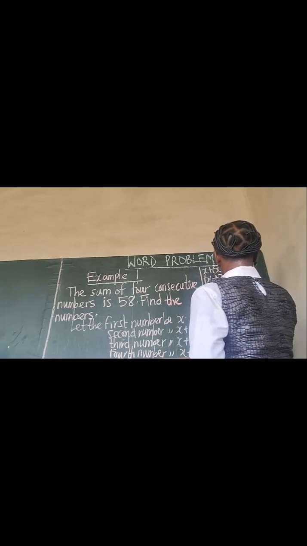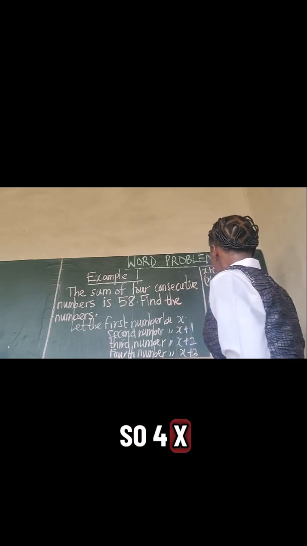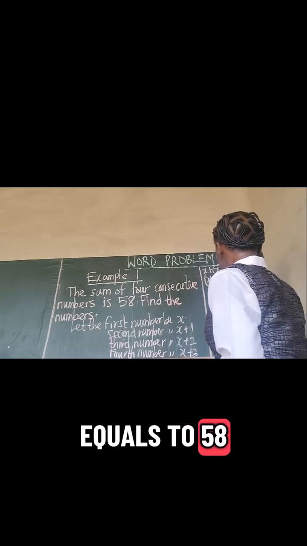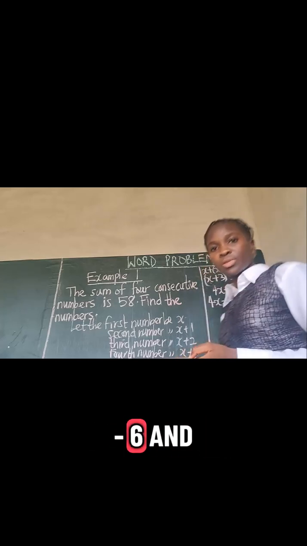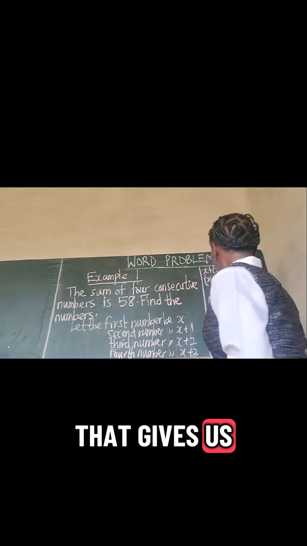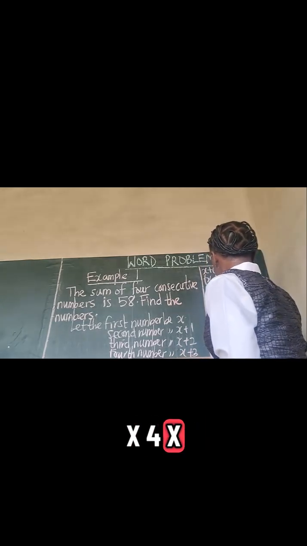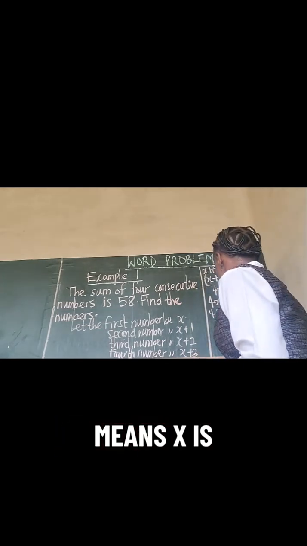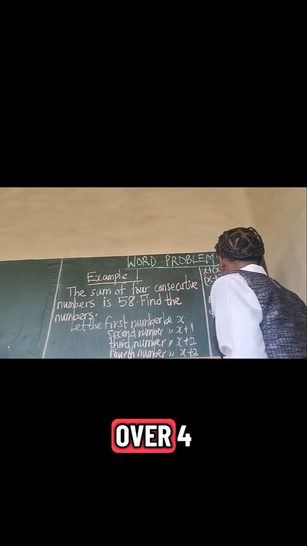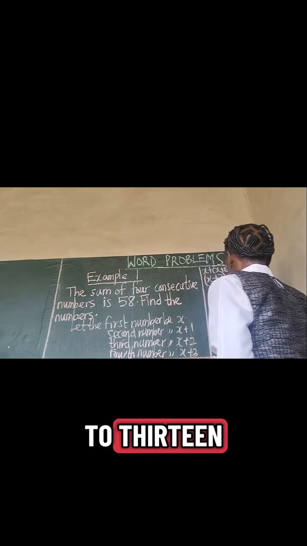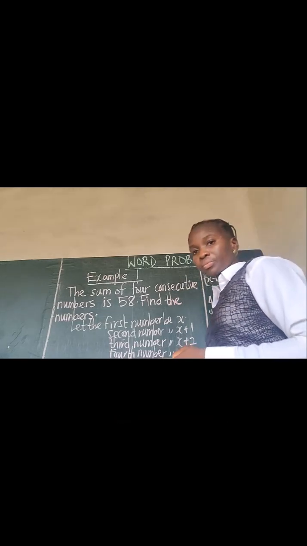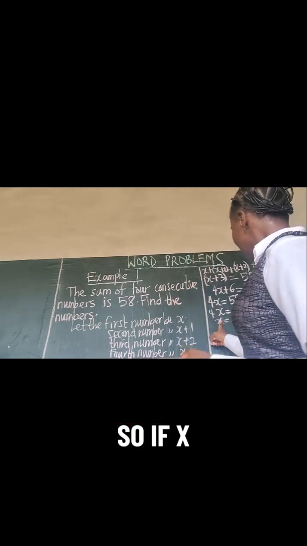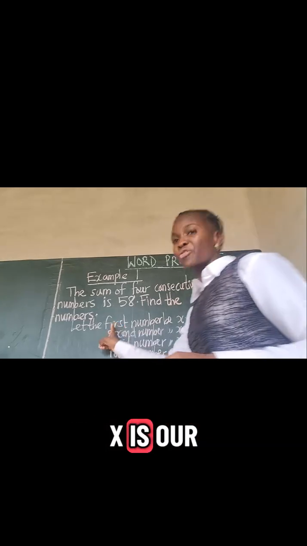So 4x plus 6 equals 58. So 4x equals 58 minus 6, and that gives us 4x equals 52. And that means x is equal to 52 over 4, which is equal to 13. So if x is equal to 13, and don't forget x is our first number.